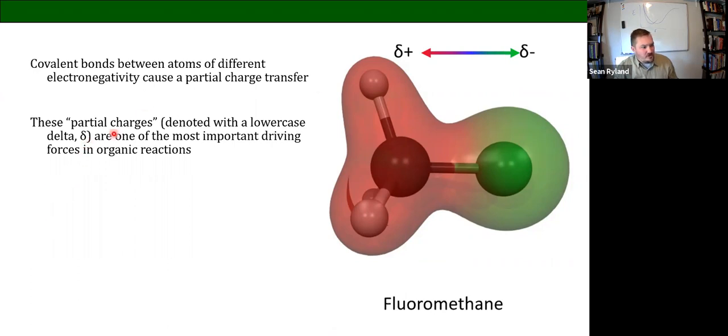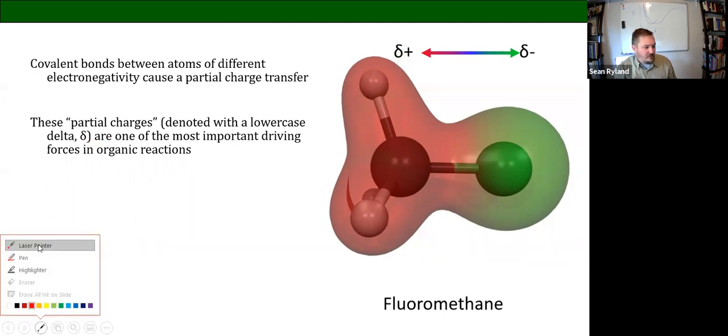And we represent those partial charges with this lowercase delta, which is not the same lowercase delta that we use in calculus. To tell the difference between the delta that you use in calculus and the delta that you use in chemistry, we use the one that has the little tail that goes back the other way at the top. And so anytime you see that, that just means a partial charge, partial positive, partial negative.